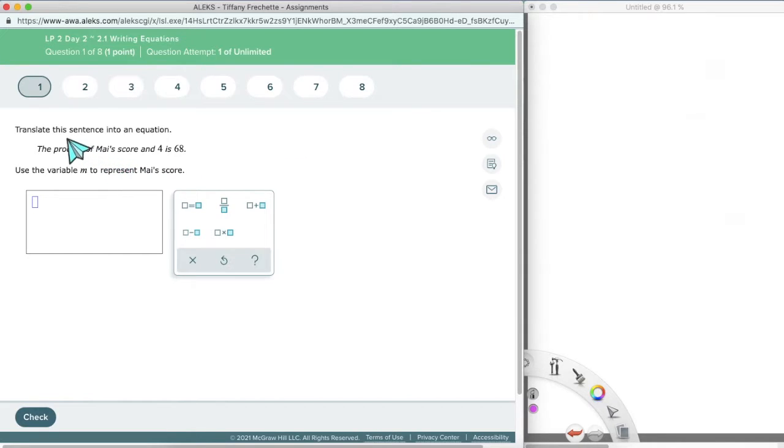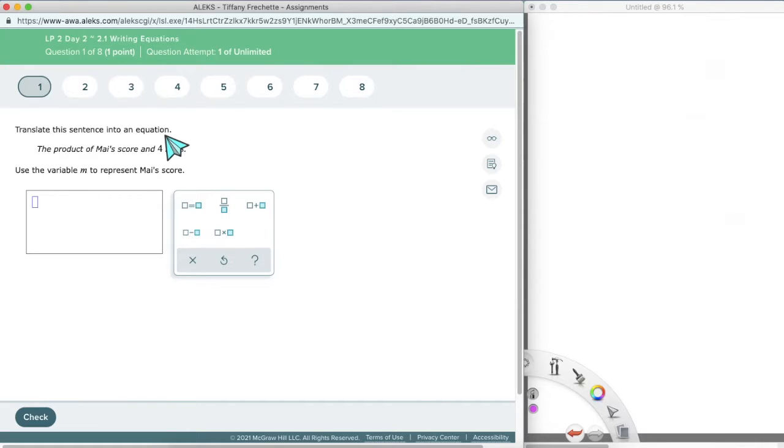So this says translate the sentence into an equation. And we've practiced this already. We practiced it in Chapter 1 when we're translating from a verbal to an algebraic. And in the first chapter, it was verbal expressions to algebraic expressions. Now it's going to be verbal equations to algebraic equations. So the difference is there's an equal sign now. That's the difference between expression and equation.